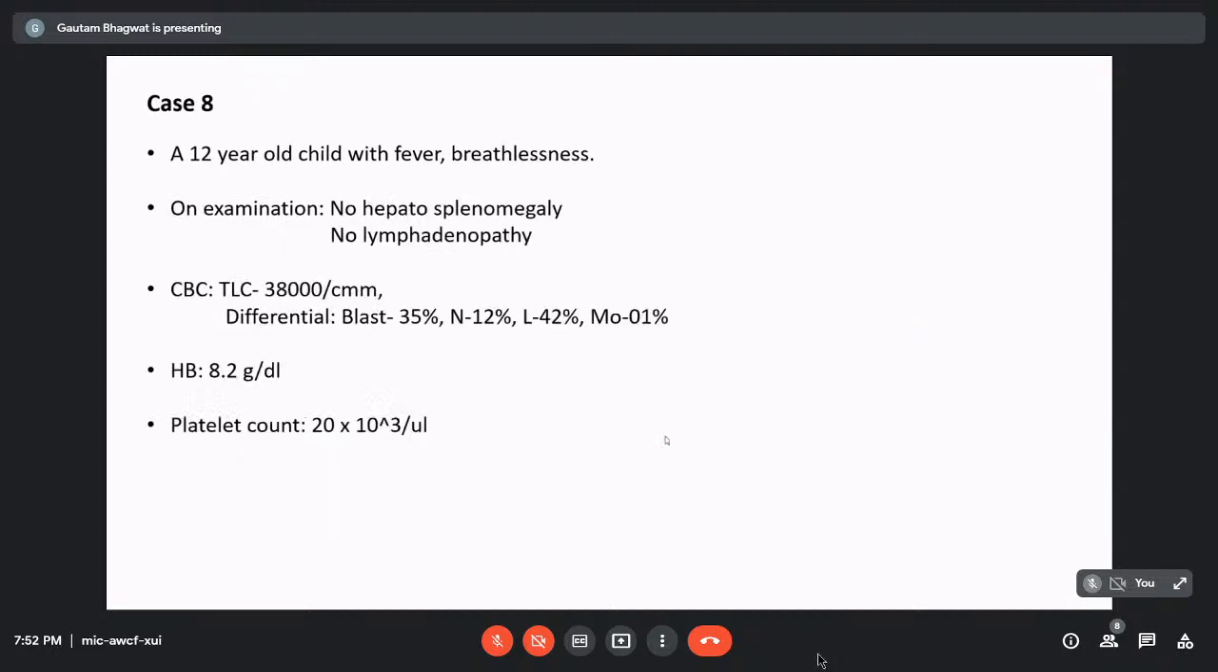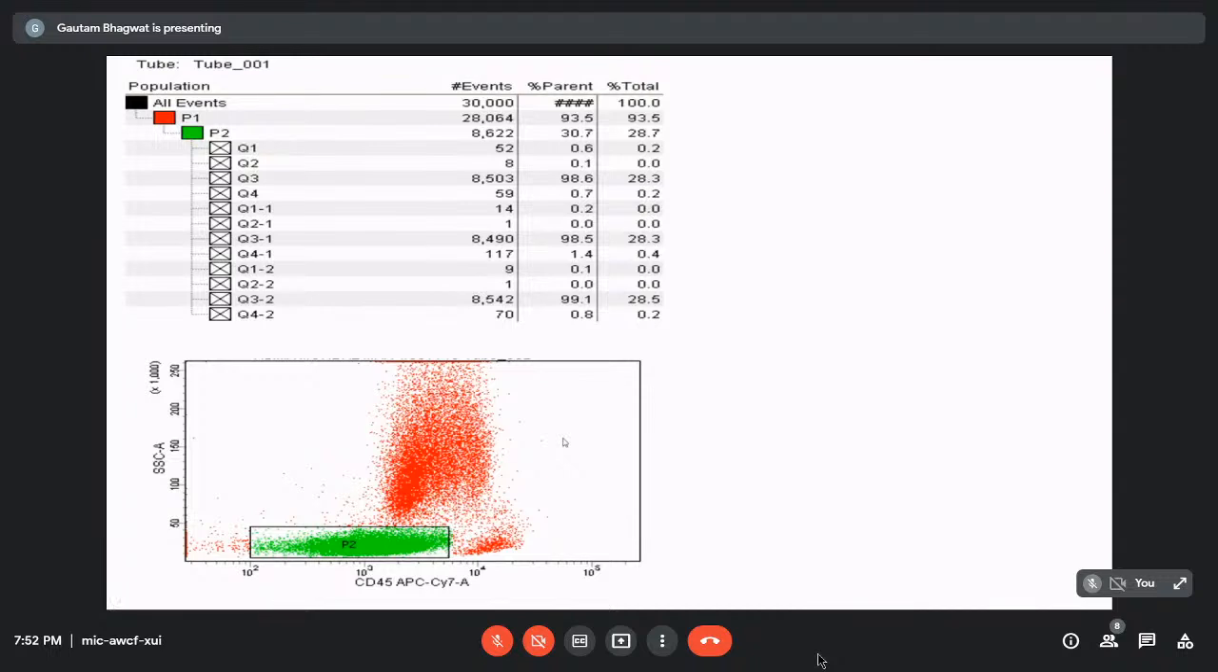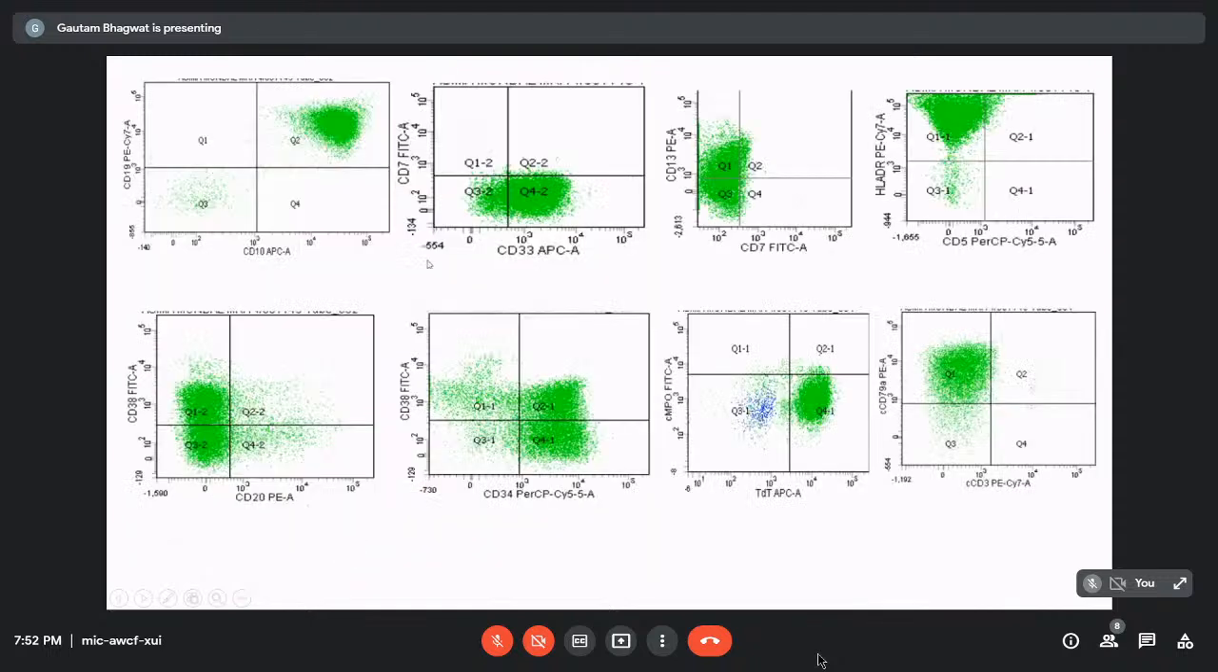Coming to the next case, a 12-year-old child with fever, breathlessness, again blast 35%, so acute leukemia. Dim to negative CD45, lower side scatter, most likely lymphoid blast. CD19 and CD10, very nice co-expression, so 19 bright with CD10, B lineage we have assigned to it. But what do we get here more is myeloid markers, CD33 and CD13. Along with that, HLA-DR, CD79A, TDT and all immaturity markers are positive.